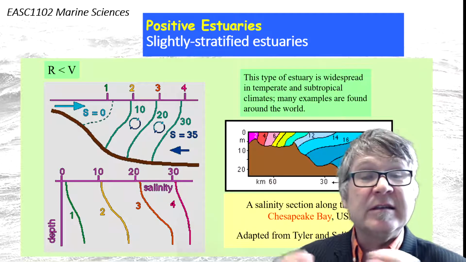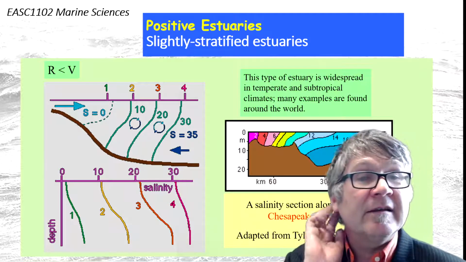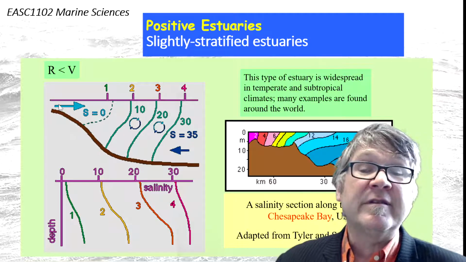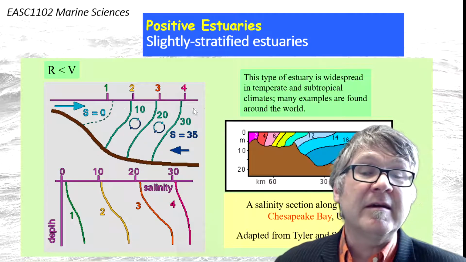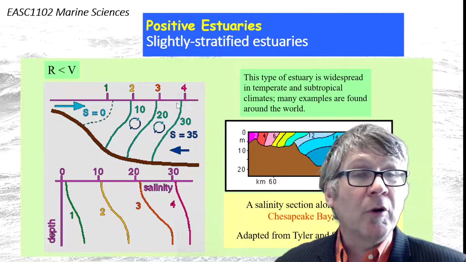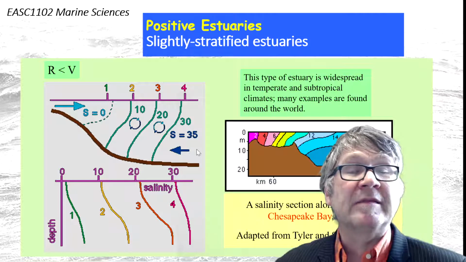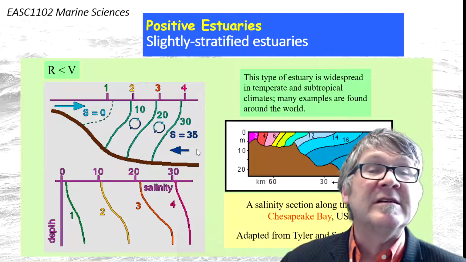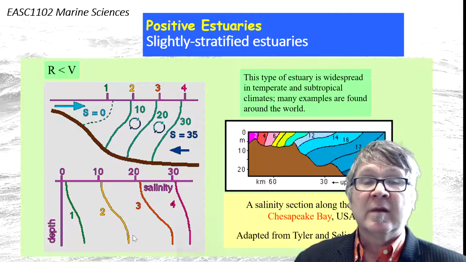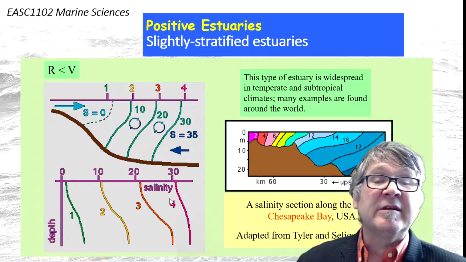Okay, so the salinity structure that you find in these estuaries is that salinity increases towards the sea. Okay, it's a gradual increase both near the surface and near the bottom, but the bottom layer is always saltier compared to the surface layer. Okay, this is what we call a slightly stratified estuary. They have a moderate inflow.